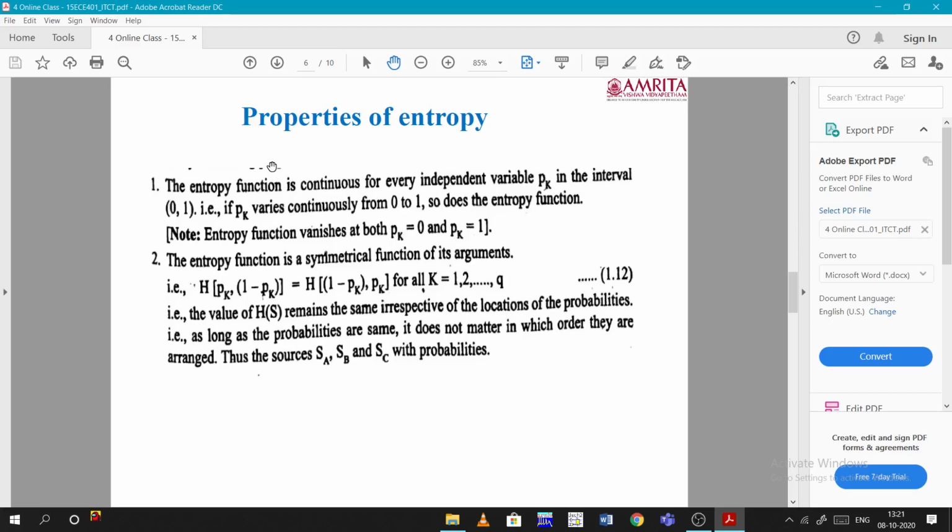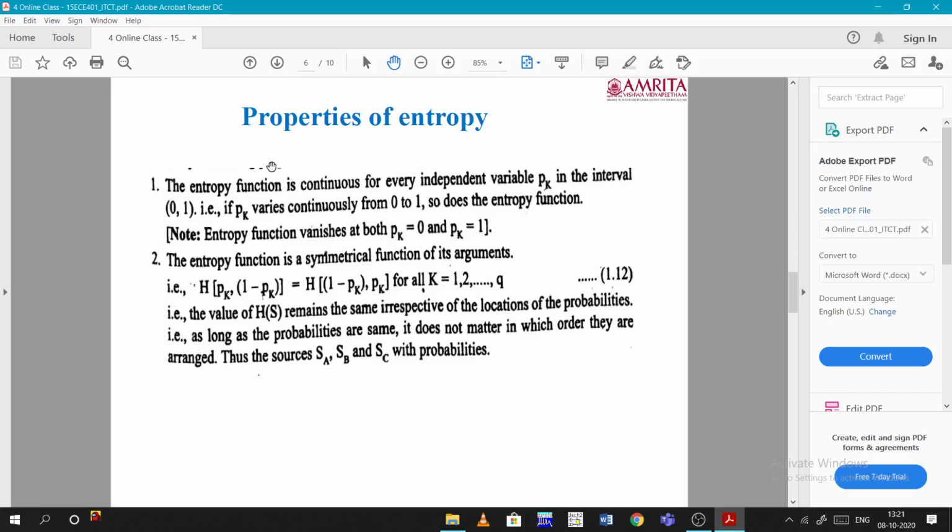Okay, now note the entropy function vanishes at both pk equal to 0 and pk equal to 1. Because at pk equal to 0, it will be like 0 into 1 by 0, that is not defined, and we can consider that point as 0. At pk equal to 1 it will be log 1, which is 0, so both the points will vanish.